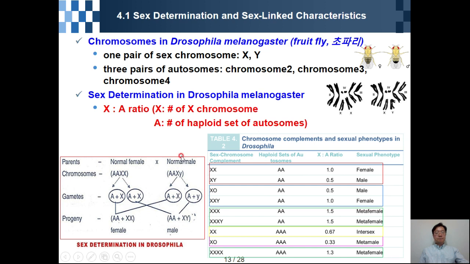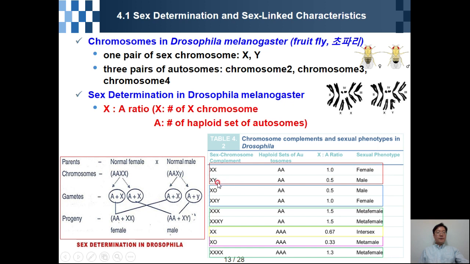Okay? So in this case, what is the number of X chromosomes? 1 and 2. 2, isn't it? How about the number of haploid sets of the autosome? In this case it is also 2. So the ratio of 2 to 2 will be 1. At a ratio of 1, it will make the female.